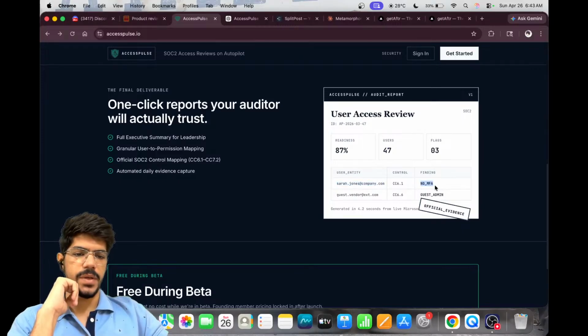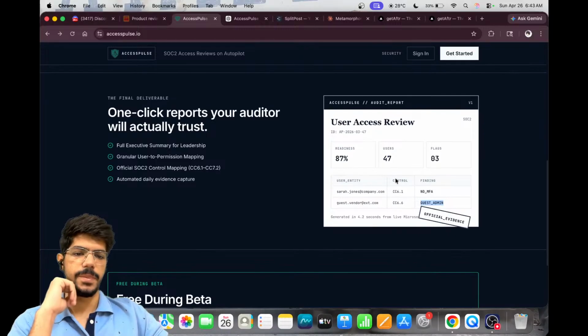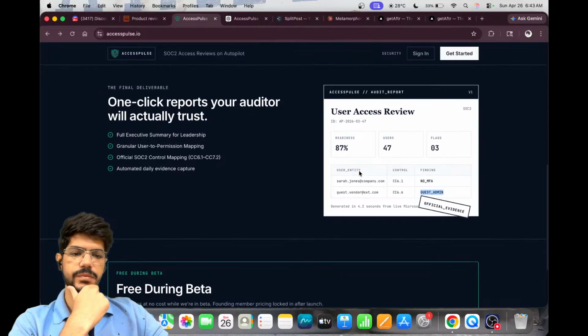And then no multi-factor authentication. I mean, it could be something severe, but it's definitely not as severe as a guest admin, right? So I do not understand this field, this readiness field.